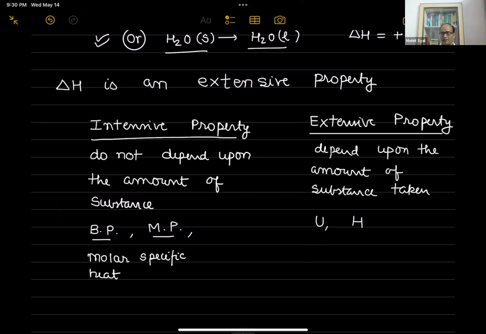Heat capacity. There are two different things. Molar heat capacity, I will write it like this: molar heat capacity.